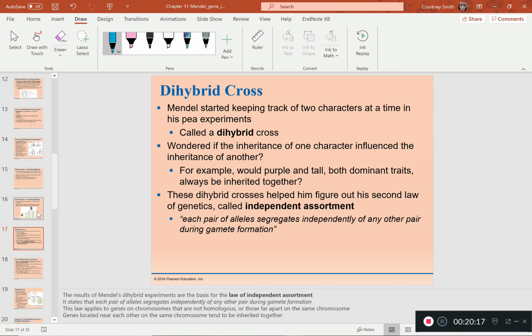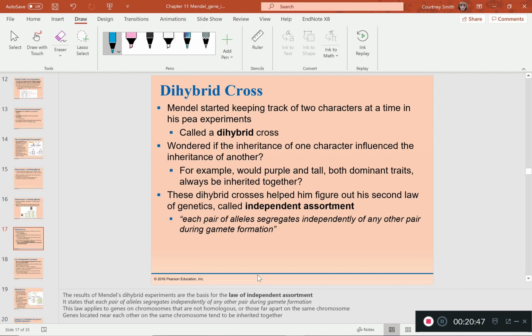And also, just a little bit more information: the law of independent assortment states that each pair, like I said, segregates independently, and this law applies to genes on a chromosome that are not homologous. Meaning they're not found on the same chromosome, essentially, for the most part. Okay, so that was number 7.